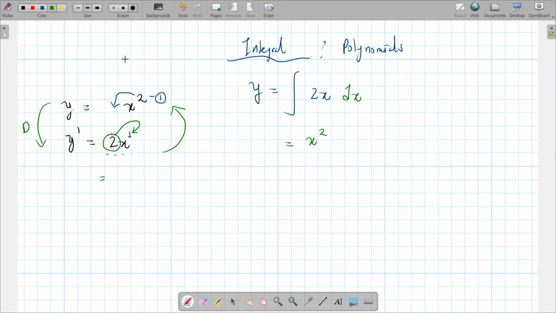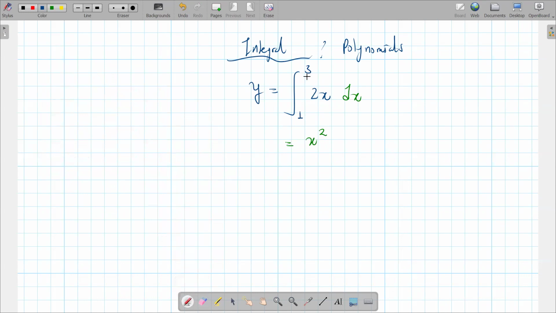If they give you points A and B, they will be written right here, A and B. It's usually going to be real numbers, so they will maybe say 1 to 3 like this. These 2 points, the lower bound is called A, the upper bound is called B. Once you find the integral function, which in this case is x squared, you open a straight line here and put these 2 numbers: the lower bound here as 1, the upper bound here as 3.